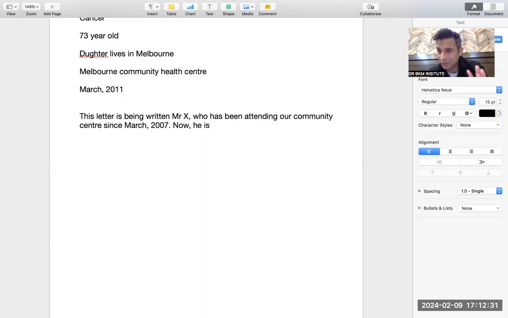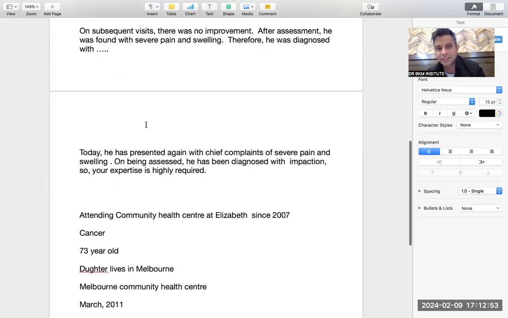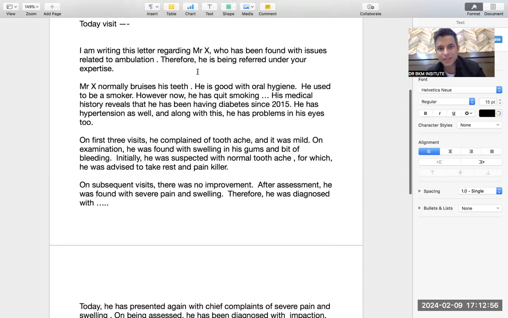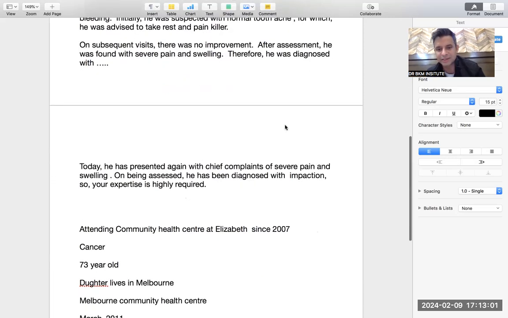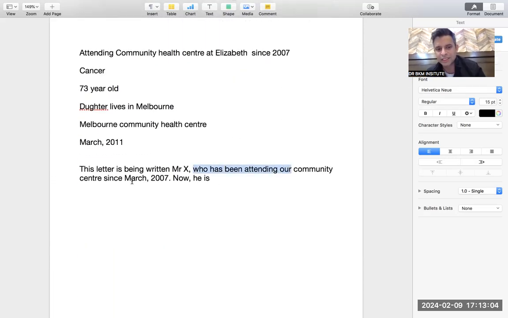Again, I'm not teaching you anything, just the normal things you will do. But as OET is an exam, we get scared; otherwise write as normally as you can. This letter is being written regarding Mr. X, who has been attending our community center. So my grammar is 'has been' plus 'ing'. We did this in the previous letter as well, where you always write 'he has been having diabetes since 2000'. Same tense: who has been attending our community center since March 2007. Now he is moving to Melbourne.